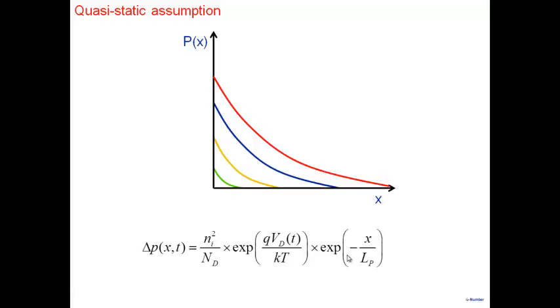But I'm assuming the shape remains the same. The shape of the whole density profile remains the same, except that only this becomes a function of time, and it just keeps on reducing like this. So this is what is known as the quasi-static assumption here.